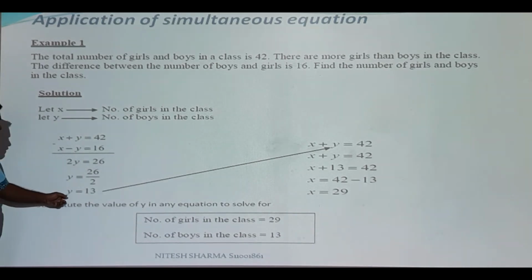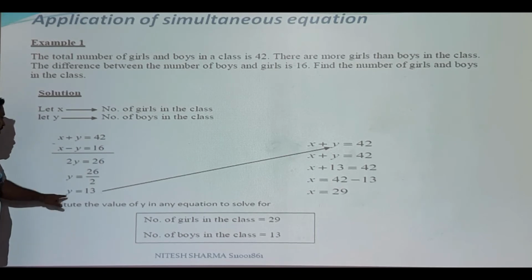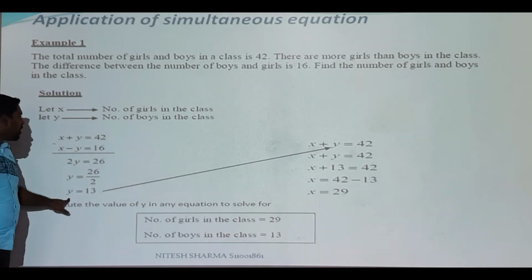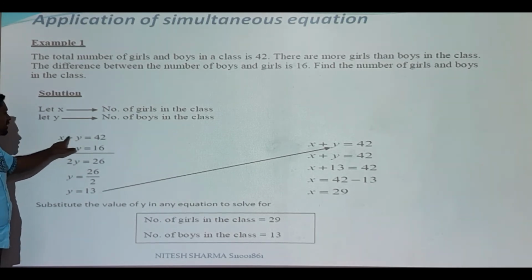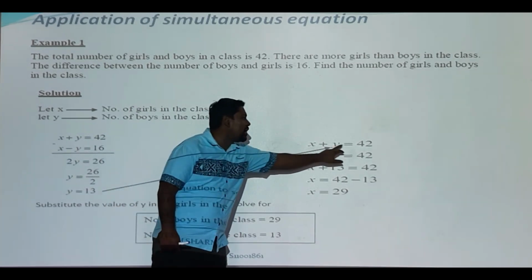Now since I have found the value for y, in order for you to find the value of x, you can choose any of the equations and substitute the value you have found to find the other variable. So I have taken the first equation, x plus y equals 42.